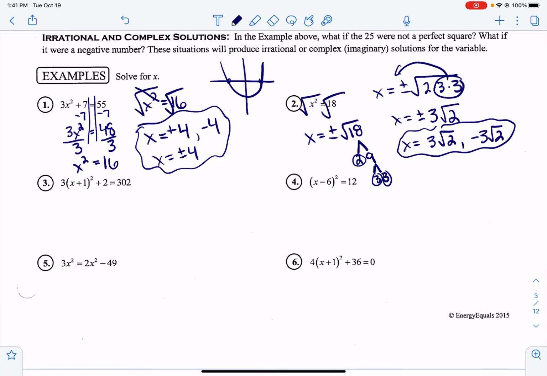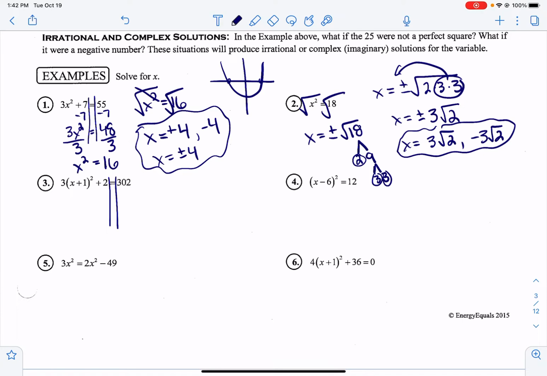So number 3, this one's a lot messier. 3 times x plus 1 squared plus 2 equals 302. Okay, this one doesn't have an x squared. It only has an x that is inside parentheses. So I'm going to use the same method. I'm going to use the square root method.